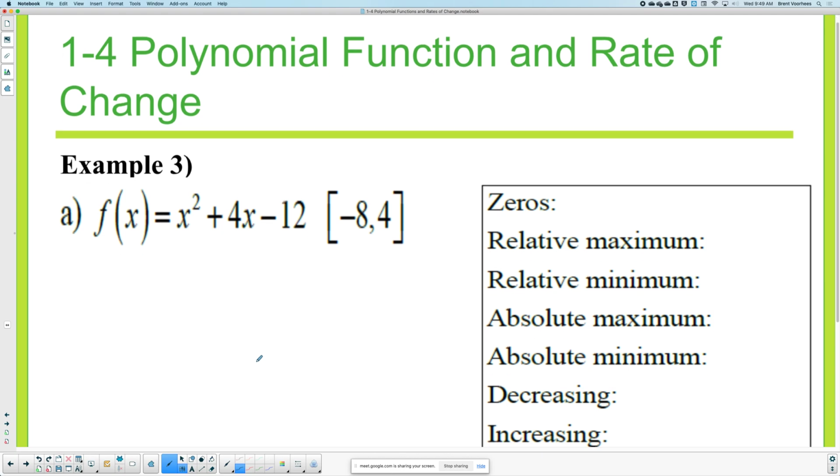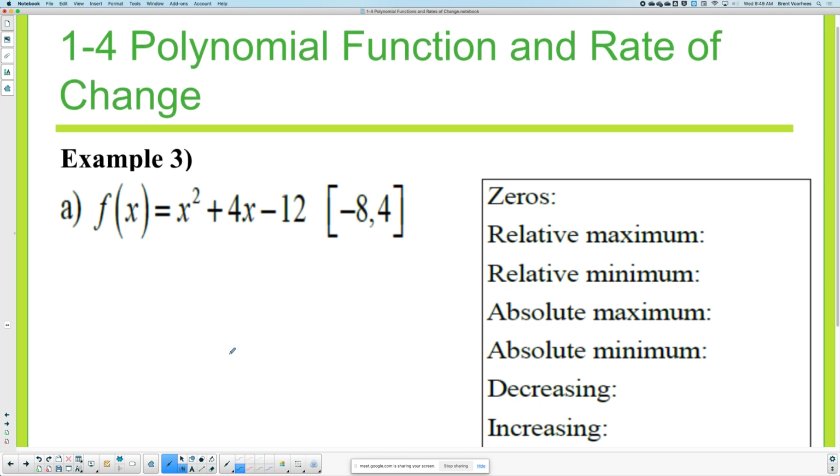Let's look at example 3 here. It says, let's take a look at this graph. So open up your calculators and we're going to graph this.